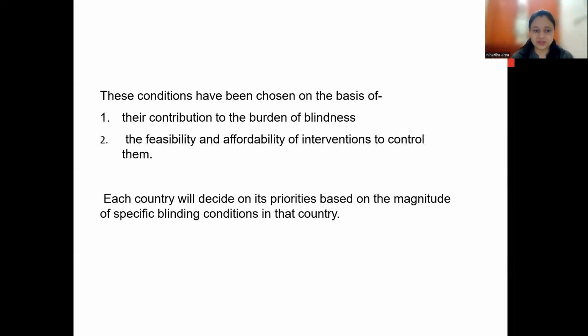These conditions have been chosen on the basis of their contribution to the burden of blindness, and second, the feasibility and affordability of interventions to control them. So these 5 conditions are more prone to cause blindness in the community, and second, the interventions to control or treat them are feasible and affordable, very easy. Each country will decide on its priorities based on the magnitude of specific blinding conditions in that country. So the conditions were chosen because of their contribution to the burden of blindness, and second, the feasibility and affordability of interventions to control them.